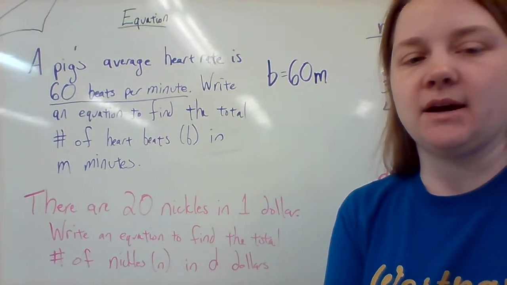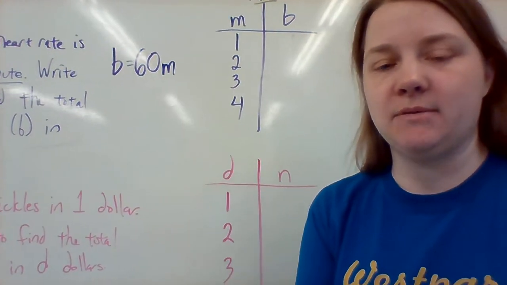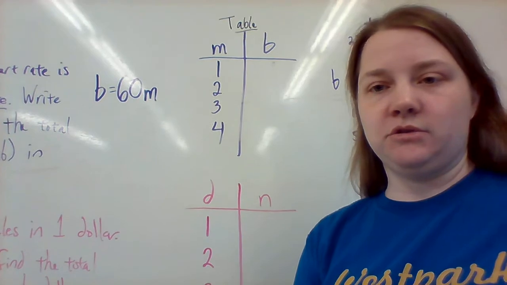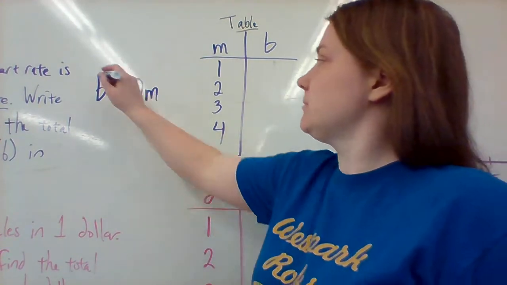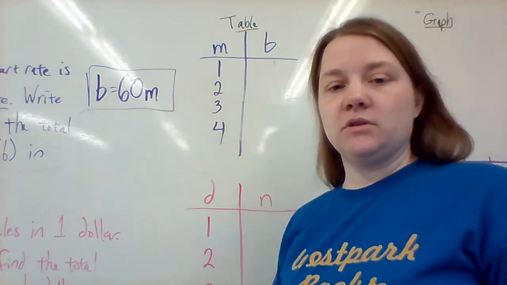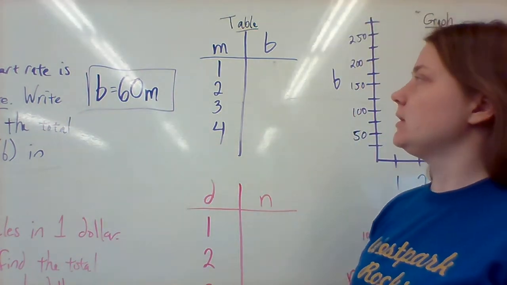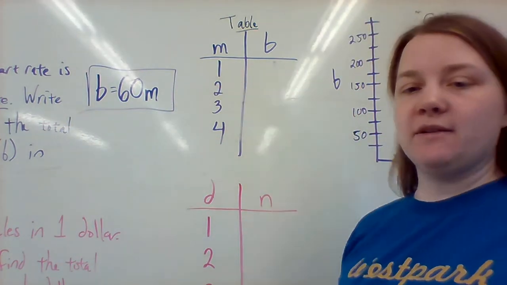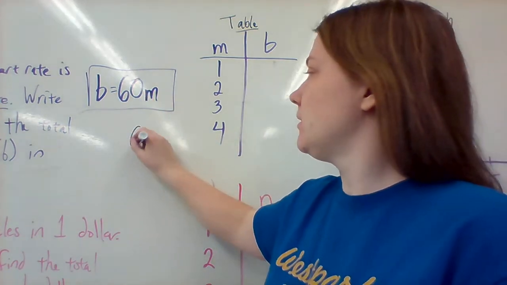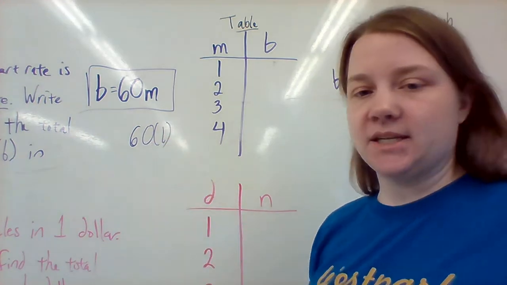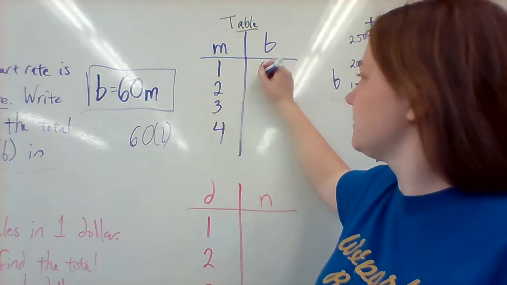Now, let's look at how to show it as a table. To show our function as a table, we need to use this equation to fill out our table. So when m is 1, we need to figure out what is b. So imagine that instead of this m, there is a 1. What's 60 times 1? Well, it's 60.